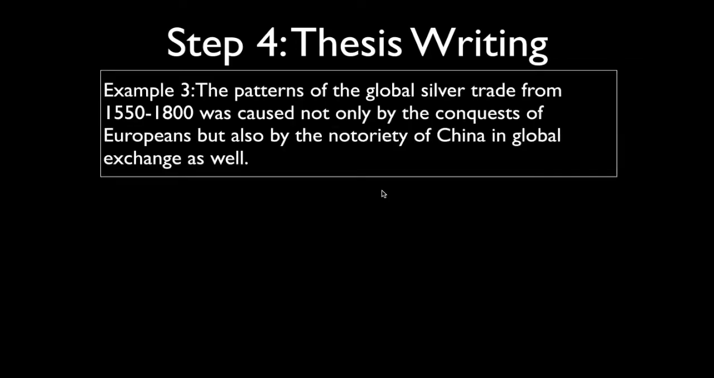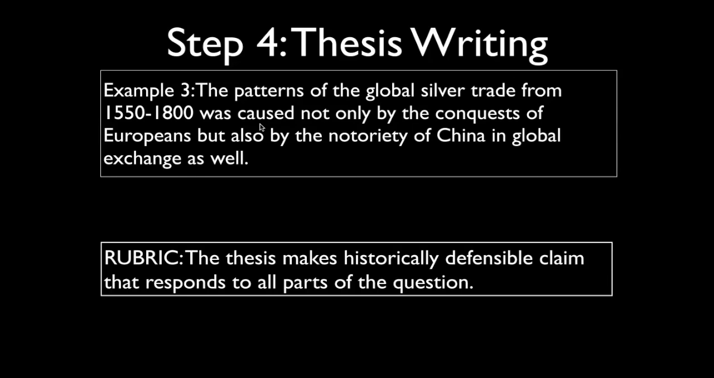Third example: the patterns of global silver trade from 1550 to 1800 was caused not only by the conquests of Europeans, but also by the notoriety of China in global exchange as well. Here's a good example of where the student wanted to write an essay using a different historical thinking skill, and that's causation, when they should have been talking more about things that were changing as a result of the discovery of silver. The College Board said this does not count as a thesis point. They start to address maybe a historically defensible argument about how the silver trade leads to increased conquest by Europeans, but the notoriety of China in the global exchange, China was already a major player in global exchange. They don't need much more notoriety, and certainly the silver trade in and of itself didn't play that role.